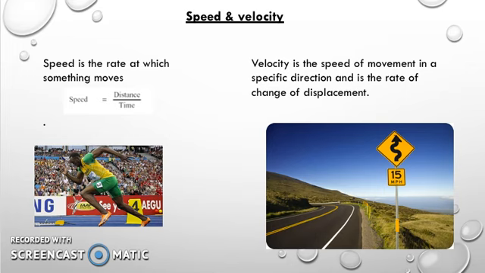Velocity is the speed of movement in a specific direction and is the rate of change of displacement. In basketball, an example of velocity is when the guard uses velocity to bring the ball up the court, jogging in one direction, and when the defender presses at a faster pace, you cross the ball to start sprinting in the opposite direction.